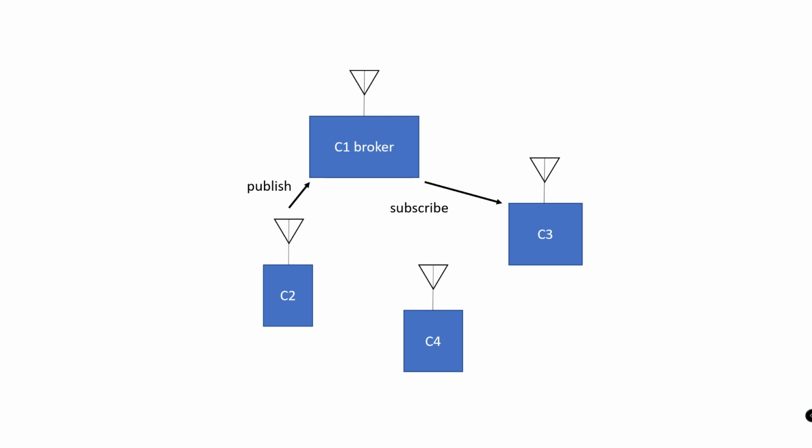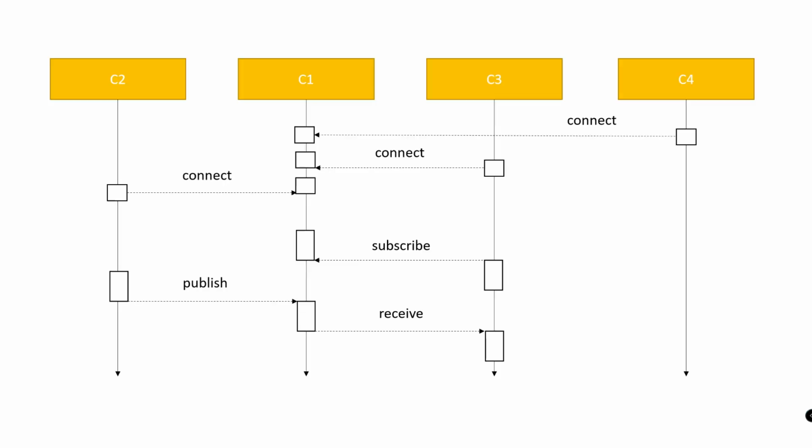MQTT stands for Message Queuing Telemetry Transport. It's a widely used protocol to manage communications in Internet of Things, or IoT, networks. MQTT uses a publish-subscribe model for communication. The nodes in the application agree on certain topics for messages. They connect to an MQTT broker, which manages the communication between the IoT devices.